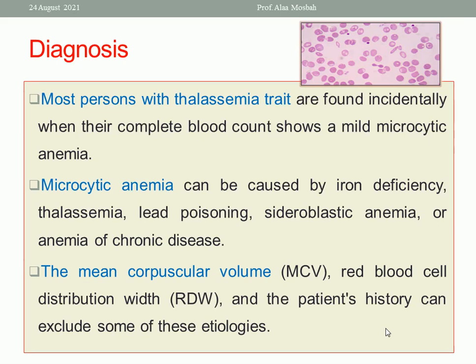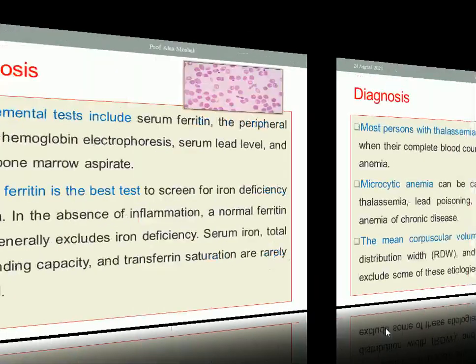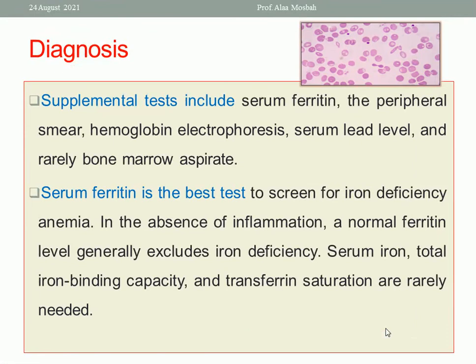There is a differential diagnosis for microcytic anemia. The mean corpuscular volume, red blood cell distribution width, and the patient's history can exclude some of these etiologies. Supplemental tests include serum ferritin, the peripheral smear, hemoglobin electrophoresis, serum lead level, and rarely bone marrow aspirate.